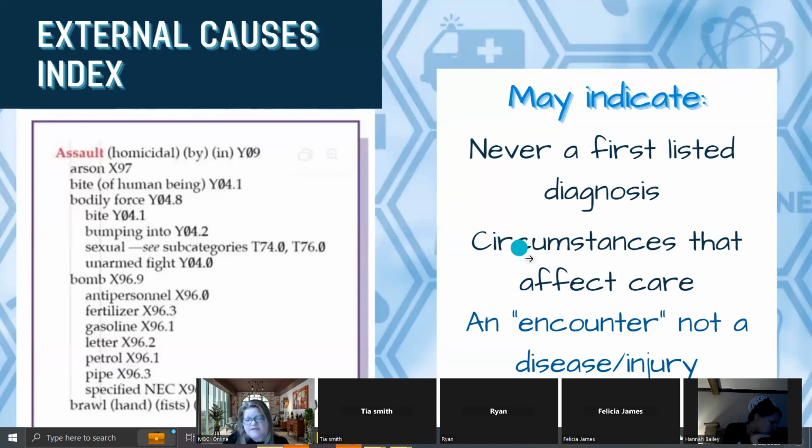Something like that. And also, your external causes index is going to be an encounter, not the injury itself. Okay, it's going to be like a fist fight, or you got hit by a horse-drawn buggy, or you were the passenger of a motor vehicle accident. It's an encounter, not the injury itself. Okay, and that's a lot of the reason why it's not ever the first listed diagnosis, because all it does is add additional information.